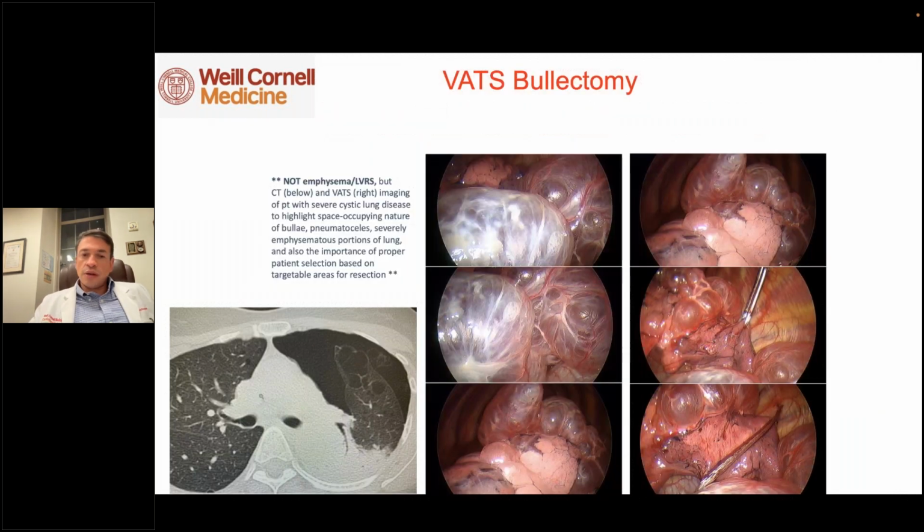These are just some interesting pictures for us to better appreciate what the surgeons deal with when they go into a case. This is a bullectomy case, and again, being able to separate bulla from lung is very important. Surgeons have always taught me that when you fire a stapler, it has to be on the normal lung, not on the bulla, obviously to prevent air leaks. So this is sort of what it looks like on their side.